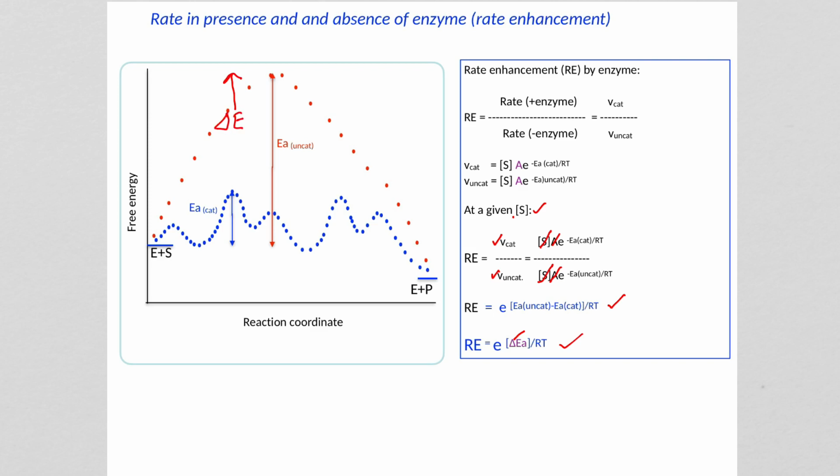of the uncatalyzed reaction compared to the activation energy of the catalyzed reaction. So as you know, the activation energy of the uncatalyzed reaction is much higher. The energy of activation of the catalyzed reaction is much lower. So if we subtract these two, we get delta EA.